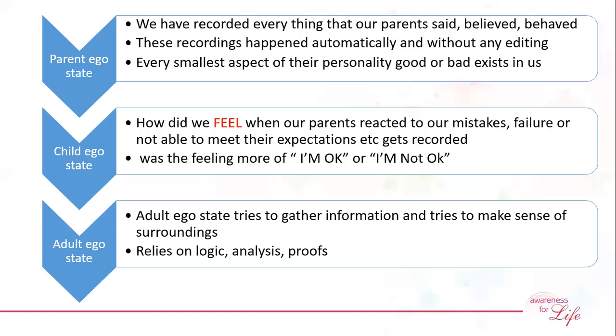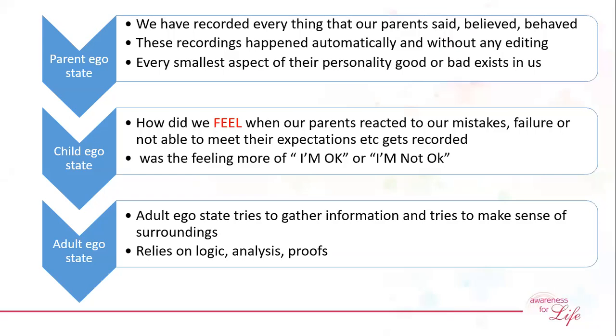This recording happened automatically without any editing, because at the age of 1 to 5 years, we didn't even have much vocabulary or understanding. Suppose a child has witnessed that his father has come back home very upset, because maybe he had a loss in his business or was fired from his job. He comes home in a really bad mood and starts shouting and fighting, or maybe throws things. The child does not know what has happened to him or why he is behaving like this. He simply records in his brain that when you're upset, you can behave like that. I can throw things, I can shout at people. This is how our recordings have happened automatically.